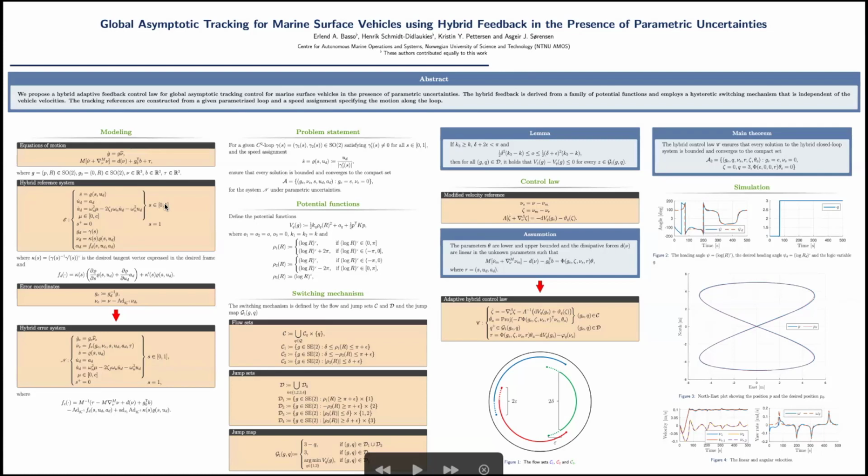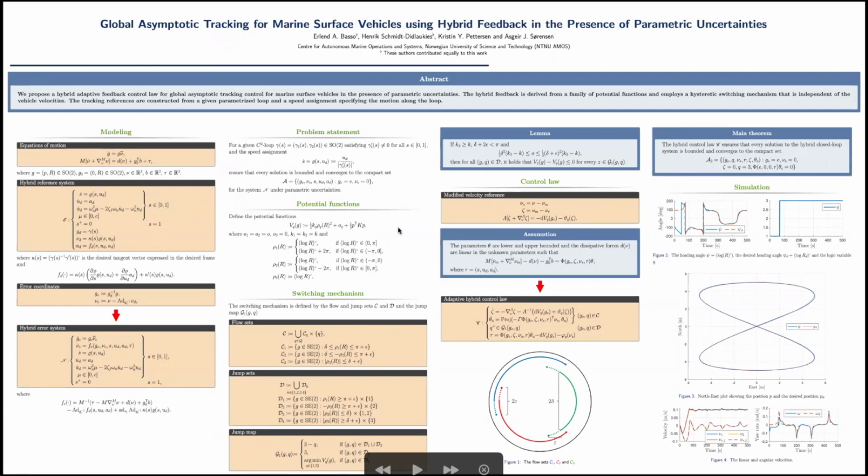Moreover, kappa is the desired tangent vector expressed in the desired frame, and the desired acceleration is given by this expression. Using these error coordinates, we obtain the following hybrid error system. The problem can be stated as follows. We remark that this speed assignment ensures that the magnitude of the linear desired velocity is equal to ud.